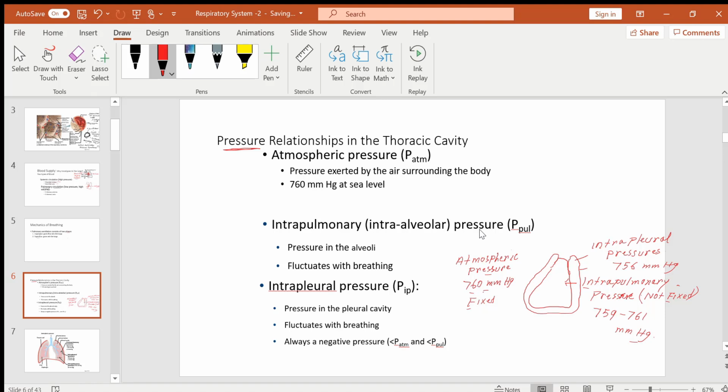So now let's see, if the intrapulmonary pressure is at the lower end, 759, outside is 760, right? So due to that 1 millimeter of mercury pressure difference, the air will get into the lung. Makes sense? And that 1 millimeter of mercury difference is strong enough to move the air from outside of the body to inside, and that is called what? Inspiration.